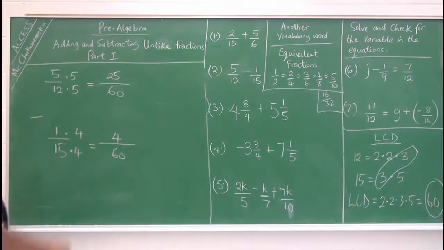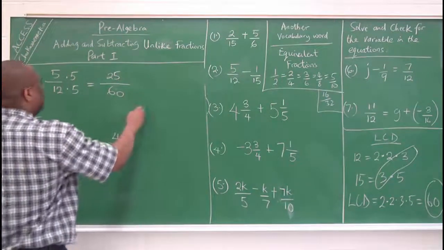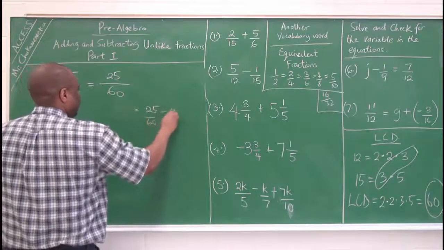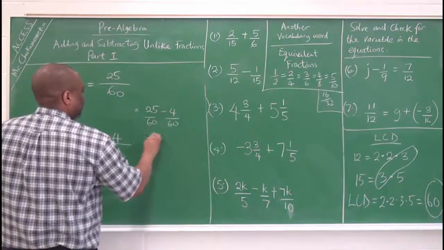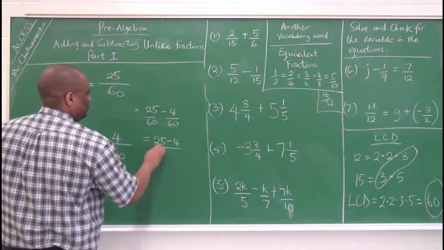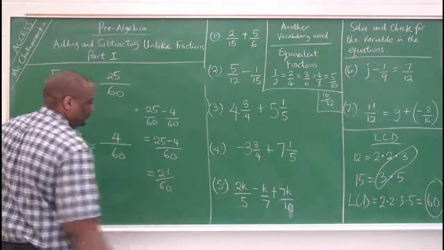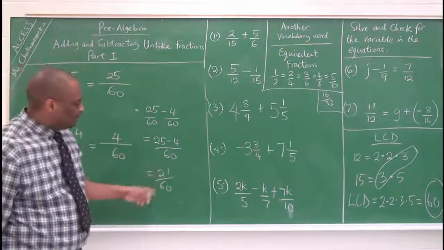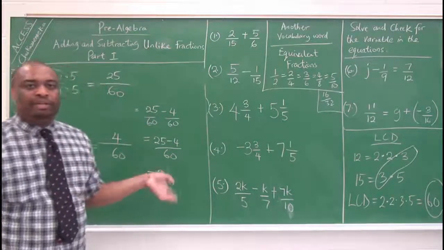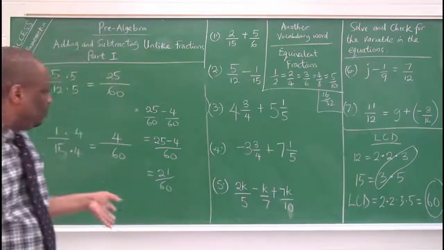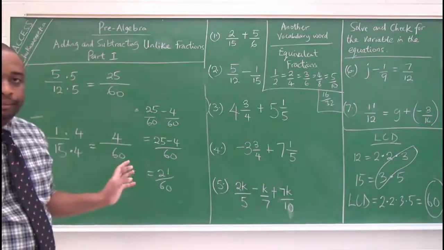Right? So now you can subtract 25 out of 60 minus 4 out of 60. And this is 25 minus 4 over 60, and that will give us 21 over 60. Now you can still simplify this. What is the greatest common factor of 21 and 60? We see that it's 3.